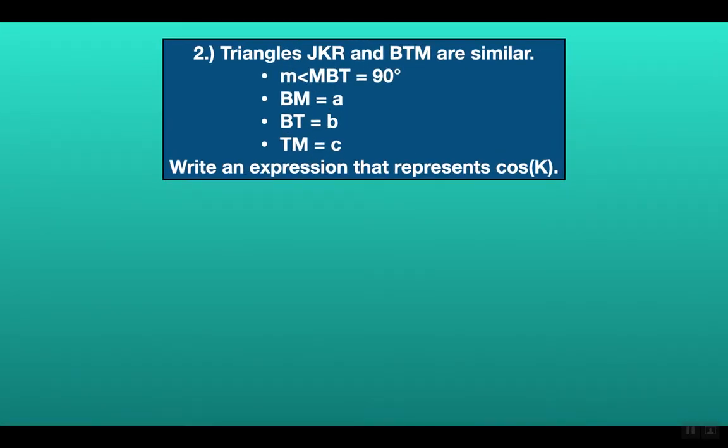All right, question number 2. Triangles JKR and BTM are similar. The measure of angle MBT equals 90 degrees, BM equals A, BT equals B, TM equals C. Write an expression that represents the cosine of K. Okay, let me show you how to approach this problem because it's a very simple problem.